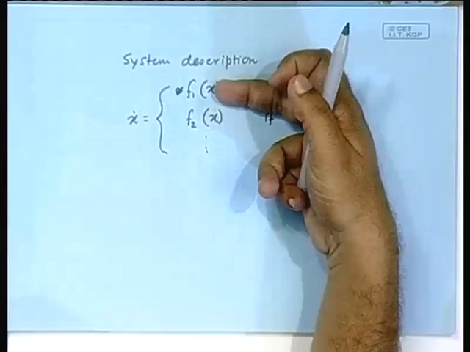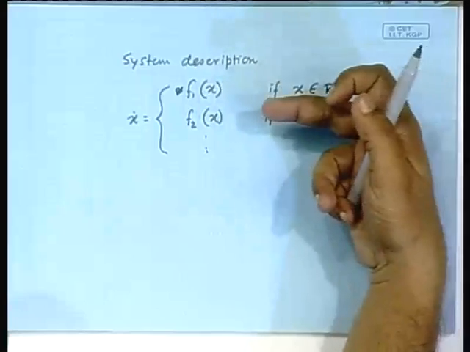You might imagine what is the practical implication of this. For example, there are a large number of switching circuits, power electronic circuits are switching circuits, where there is an on state of the switch and there is an off state of the switch. During the on state, it follows one set of differential equations. If it is in the off state of the switch, it follows another set of differential equations, and obviously this is the description that we need.